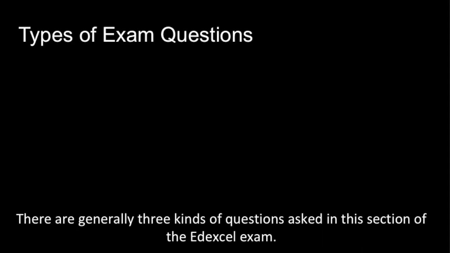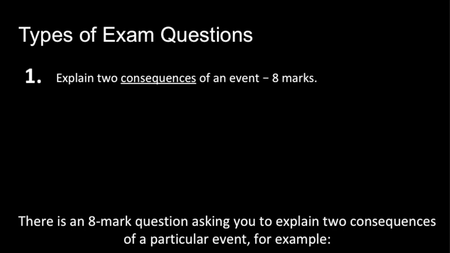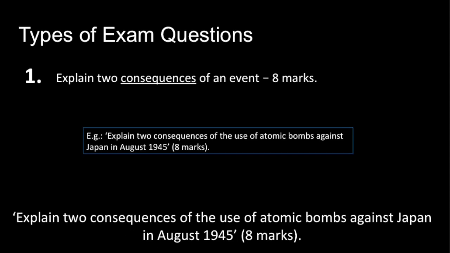So, what might you be asked in an exam on the Cold War? There are generally three kinds of questions asked in this section of the Edexcel exam. There is an 8-mark question asking you to explain two consequences of a particular event. For example, explain two consequences of the use of atomic bombs against Japan in August 1945, and that's 8 marks.